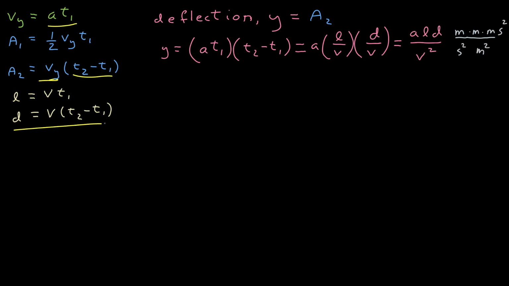The acceleration times the length of the deflector times d, the distance to the screen, divided by v squared, where v was the original horizontal component of the velocity. And just to check, I put in all the units, meters per second squared for acceleration, meters and meters for L and D, and then v squared in the denominator would be meters squared over second squared, and those cancel out to give me meters, so I have some confidence what I have is right. And in my approximation, I'm done.